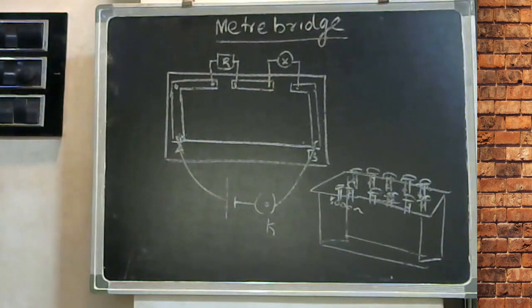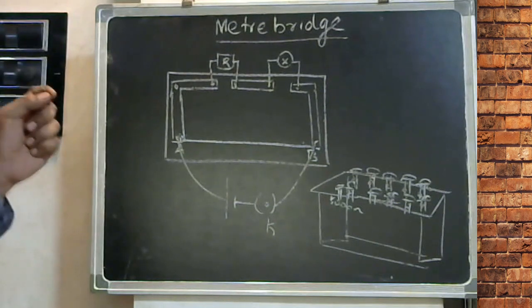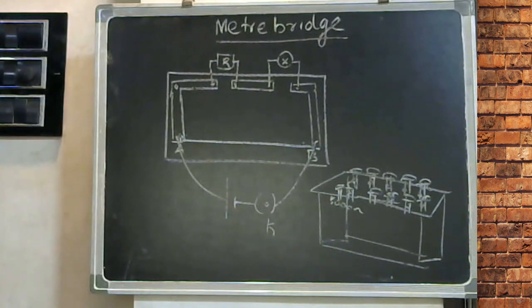So whatever you are removing from the key is the resistance you're putting here. All the other keys should be inside. The only one key you're removing should be the value you're putting. You can remove two keys also. If you remove 10 ohms and 20 ohms, the total will be 30. So whatever resistance you want to put, you can put it there.